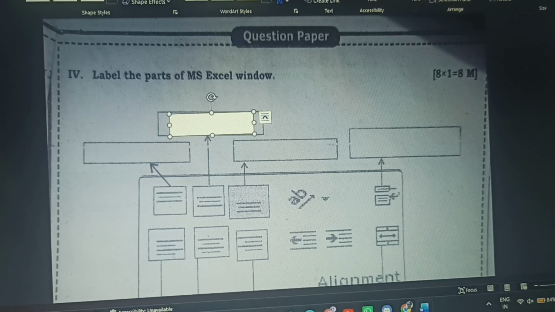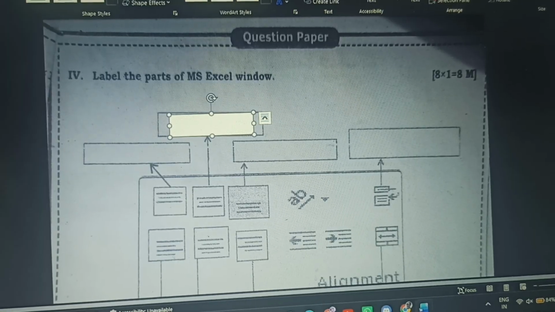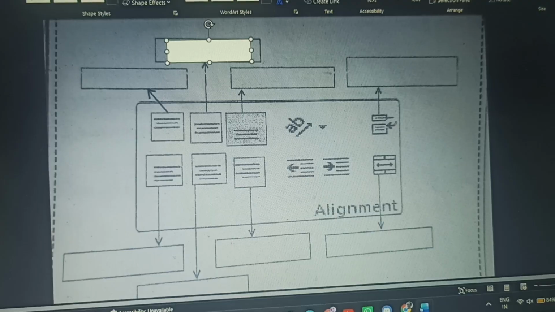Today's topic: label the parts of the MS Excel window. This is the question paper question. You know the parts, but where you write the part names, you can understand in this video. Okay, these are the parts asked in this video. See the complete question paper question.